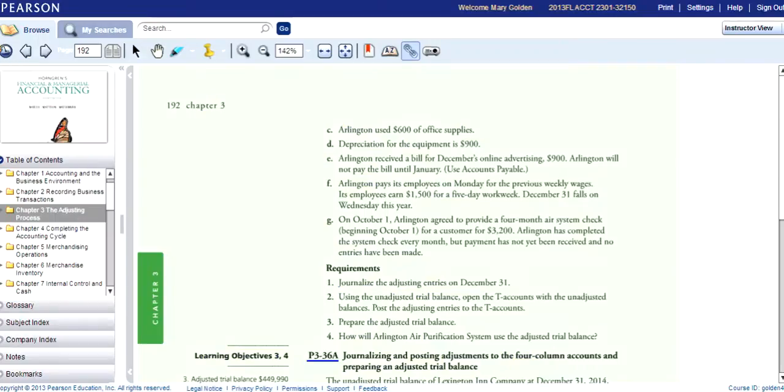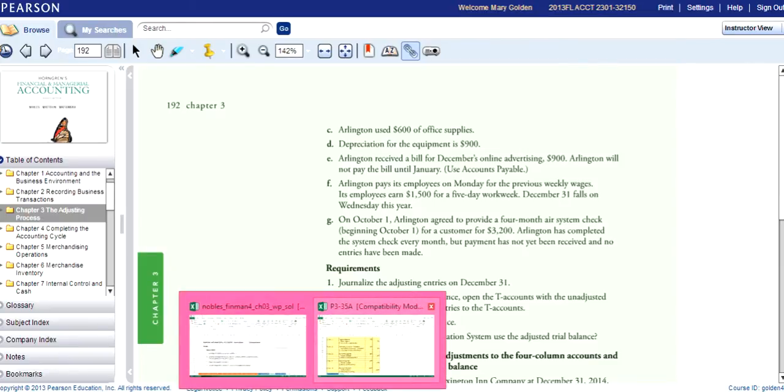Alright, Part F. Arlington pays its employees on Monday for the previous weekly wages. Its employees earn $1,500 for a 5-day work week. And December 31st falls on Wednesday this year. So, let's see, we owe 3 of the 5 days out of the work week. Let's go to our calculation over here.